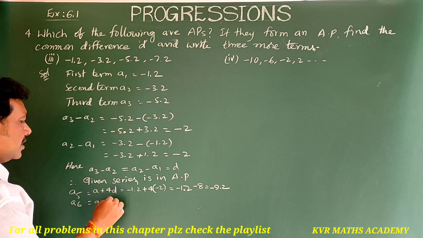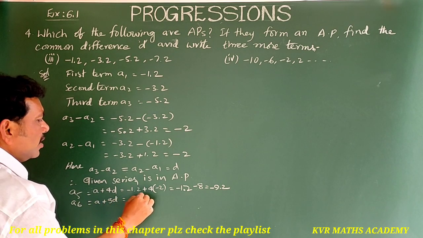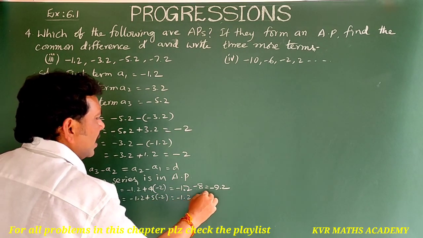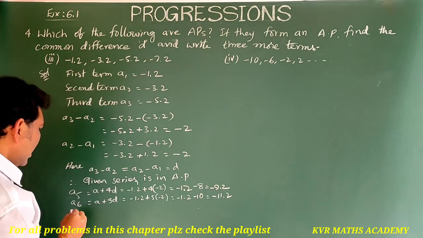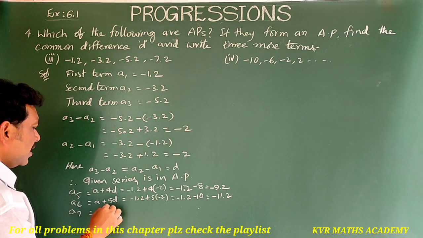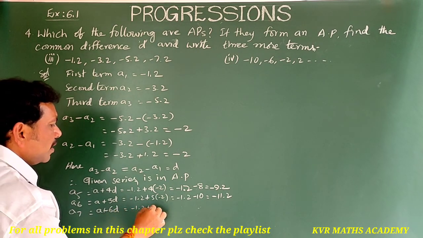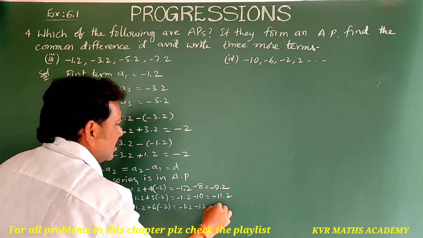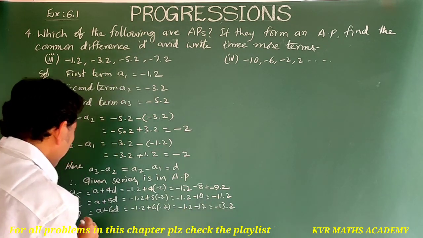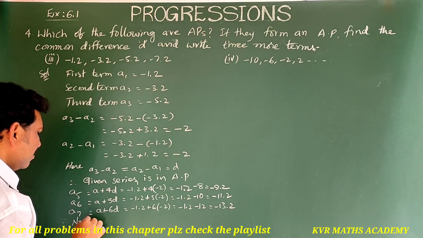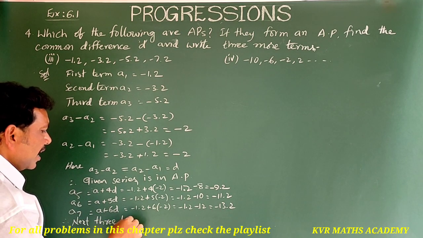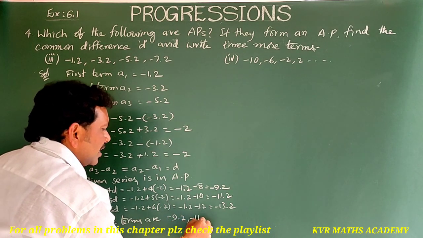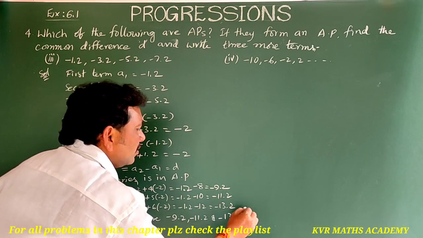A6 is equal to a plus 5d. That is equal to minus 1.2 plus 5 into minus 2, which is minus 1.2 minus 10, that is minus 11.2. Next, A7 we should find, a plus 6d, that is equal to minus 1.2 plus 6 into minus 2, that is minus 1.2 minus 12, equal to minus 13.2. Therefore, the next 3 terms are minus 9.2, minus 11.2 and minus 13.2.